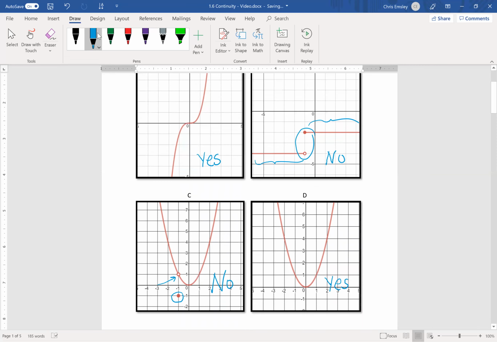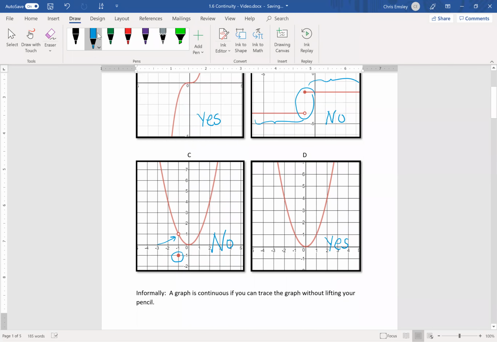So when you're looking at a graph informally, we can say a graph is continuous if you can trace the graph without lifting your pencil, which you can see we were able to do here in letter D. We can just trace that parabola. But right here in letter C, when we get to that point, we would have to pick up and jump over it. So that's why we got continuous for D and not continuous for C.